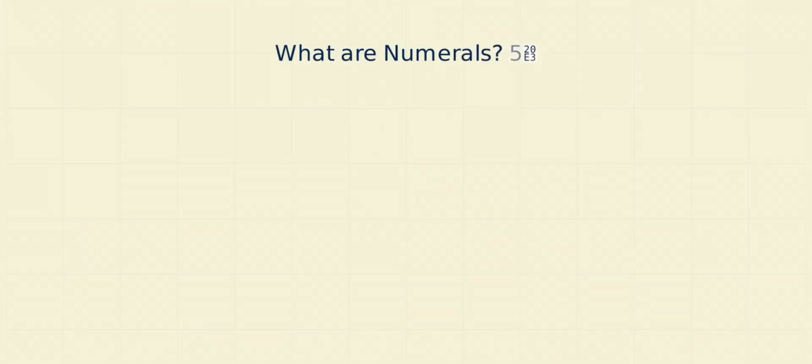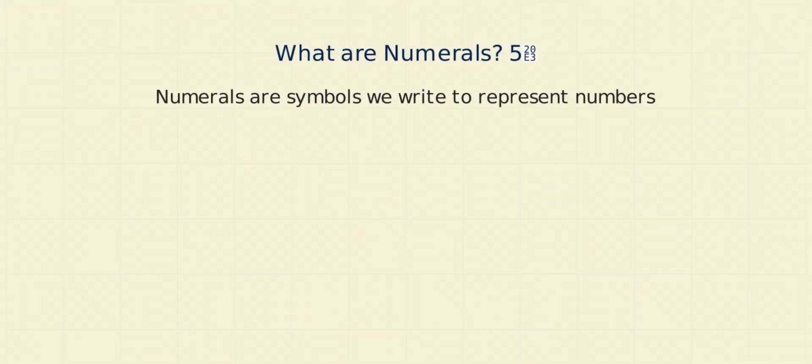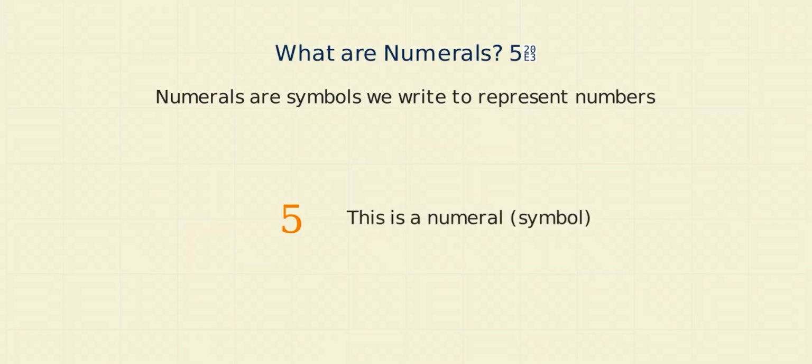Numerals, on the other hand, are the symbols we write down to represent numbers. For example, the symbol 5 is a numeral. It's what we write to represent the quantity of 5 things.